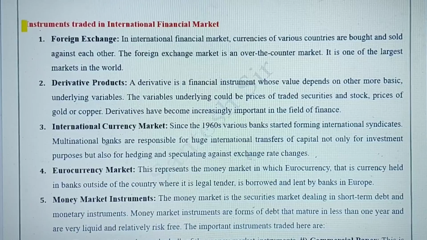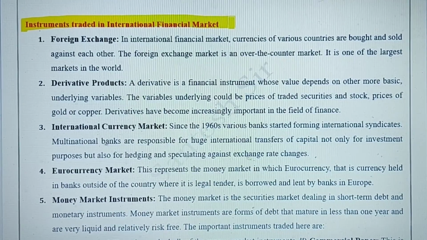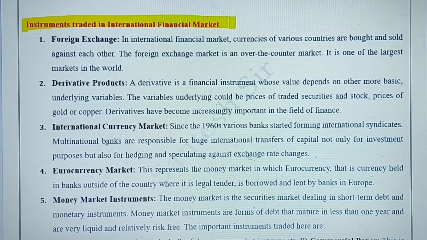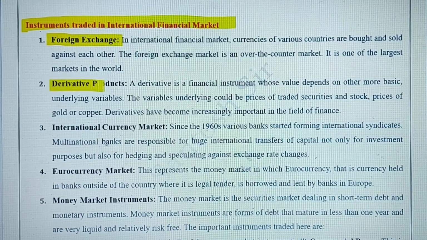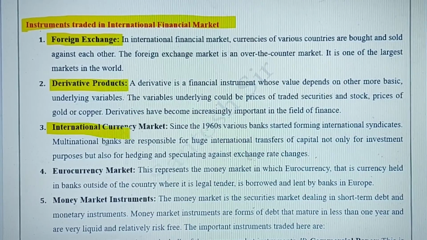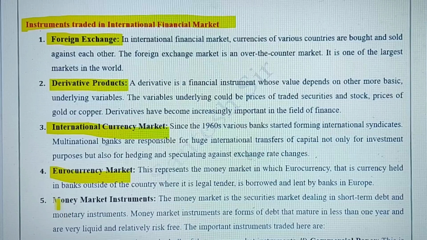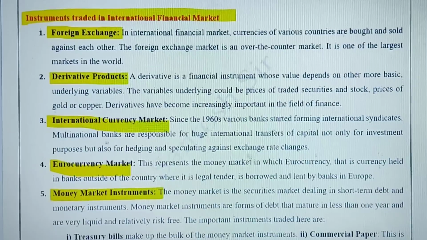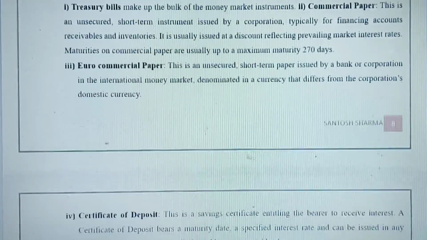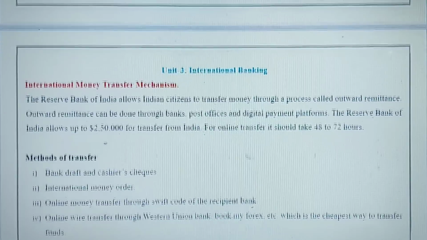Then this question is also very important: instruments traded in the international financial market. What type of instruments are bought and sold in the financial market? Foreign exchange is bought and sold. Then derivative products are there. Then in the international currency market, euro currency is bought and sold. And some money market instruments are there, like treasury bills, commercial paper, euro commercial paper, certificate of deposit, bankers acceptance, and like that. Okay, let's move on to Unit 3.